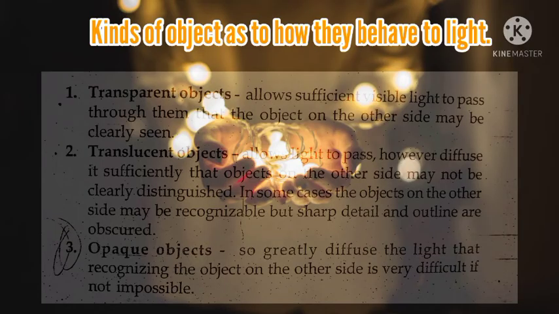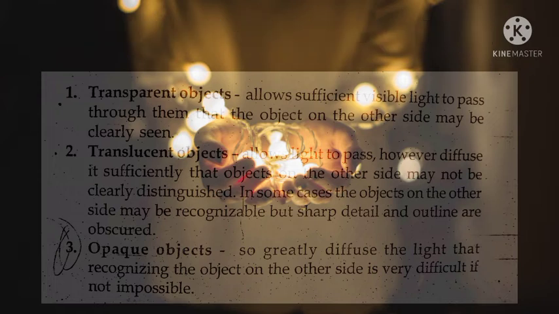Kinds of objects and how they behave to light. Number 1. Transparent objects. Allow sufficient visible light to pass through them that the object on the other side may be clearly seen.